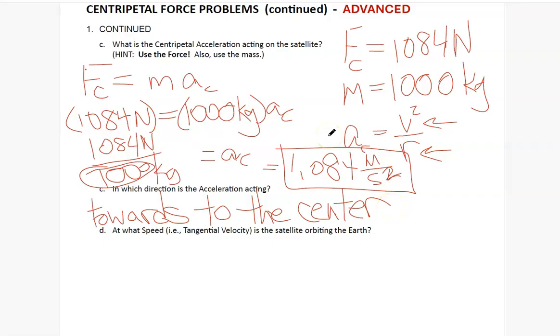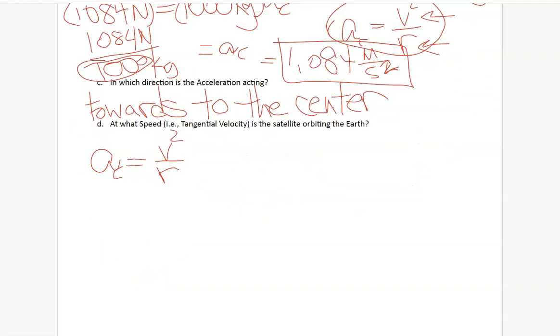Part D says, at what speed, that is the tangential velocity, is the satellite orbiting the Earth? Well, now we can use this other formula for centripetal acceleration. Now we know the value for centripetal acceleration. We don't know the tangential velocity, and we do know the total radius of the circle. So let's plug in some numbers and solve for velocity.